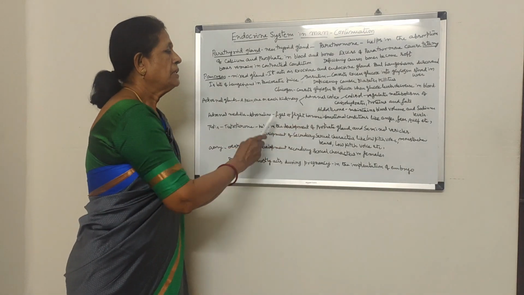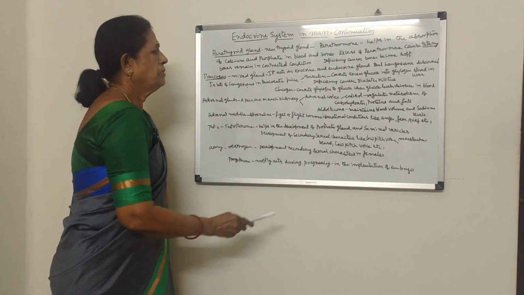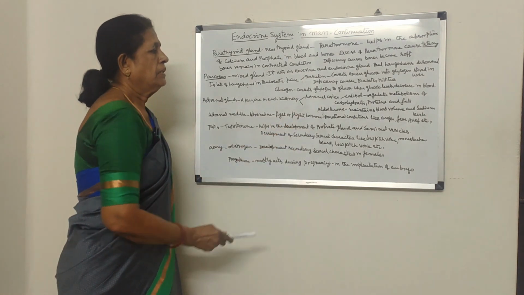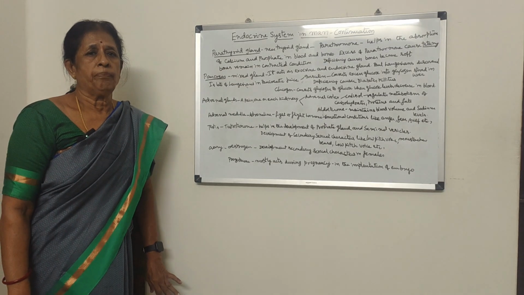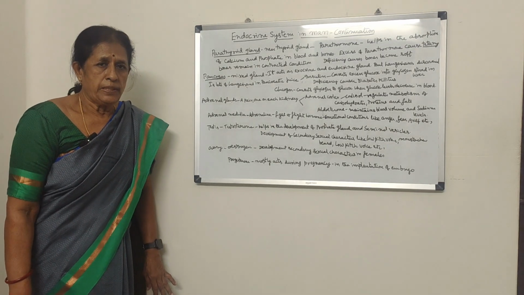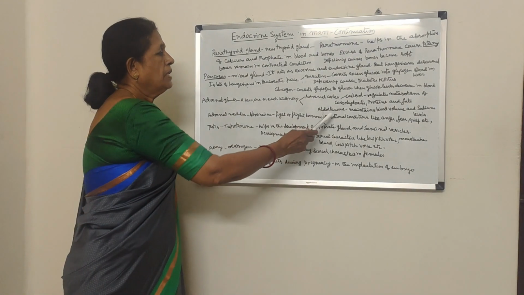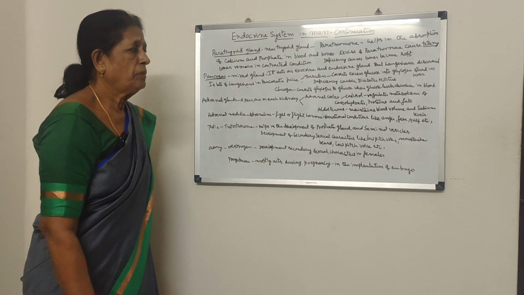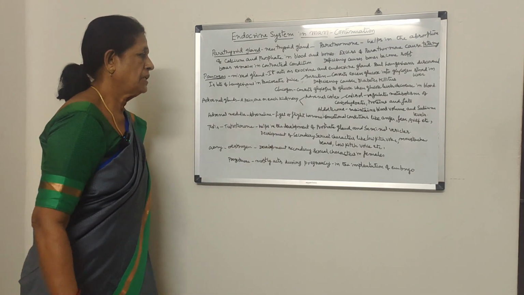And aldosterone is another hormone produced by adrenal cortex. So it maintains the volume of blood and sodium. That means in a normal healthy human being, 5 liters of blood is present approximately. So aldosterone helps to maintain blood volume and also sodium levels. So that is the function of aldosterone.